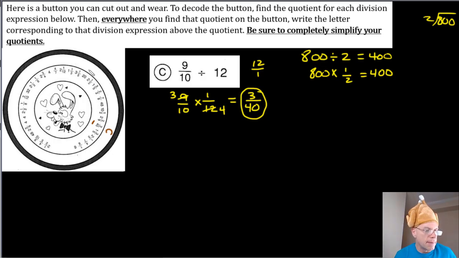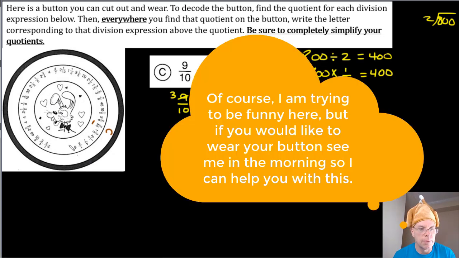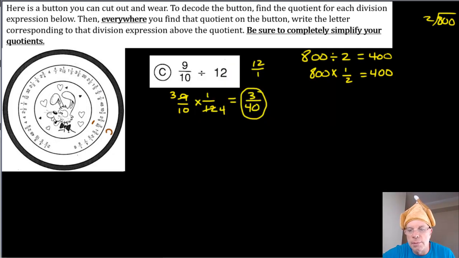I've formatted the assignment so that once you finish the phrase on your button, you can cut the button out and wear it tomorrow. I'll be wearing my button tomorrow. All the cool kids will be wearing their fraction button tomorrow, so make sure you're wearing yours. If you cut it out and come to me, I've got double-sided tape. There's some different ways that you could wear it, so I'll look for you in the morning and see if you have your button and you want to wear your button.